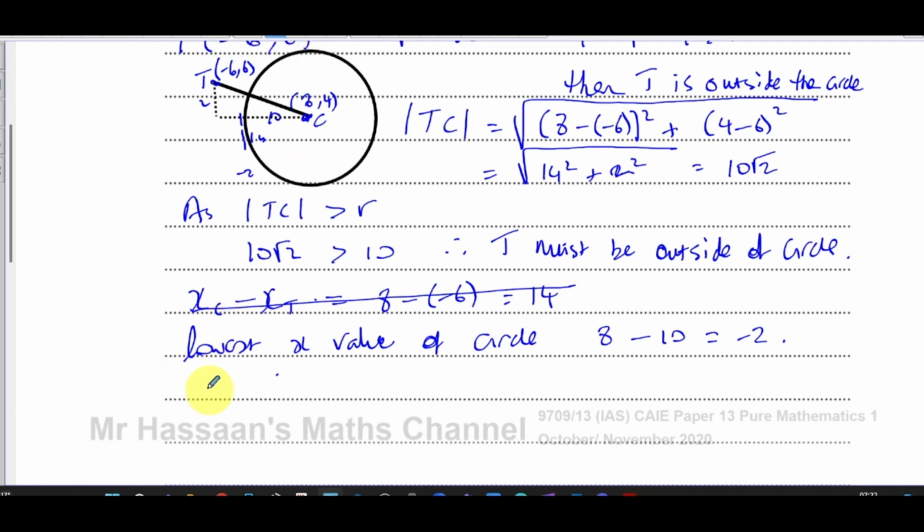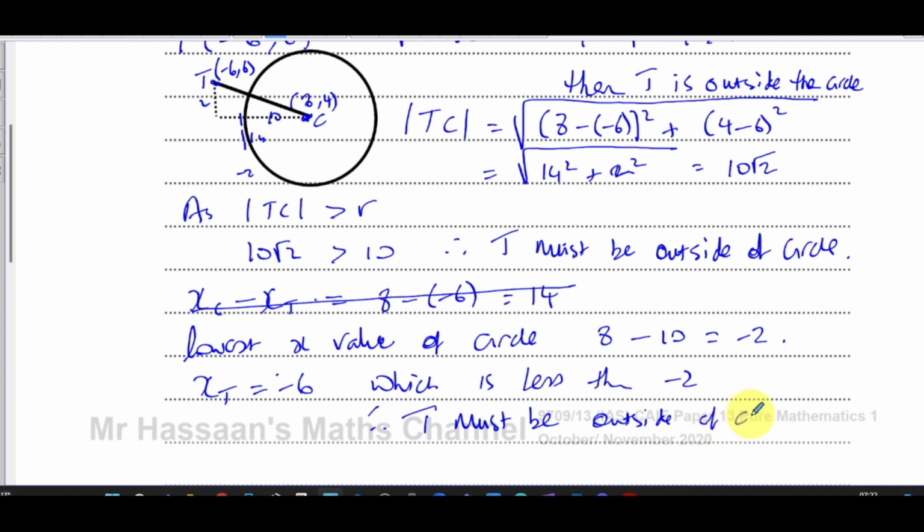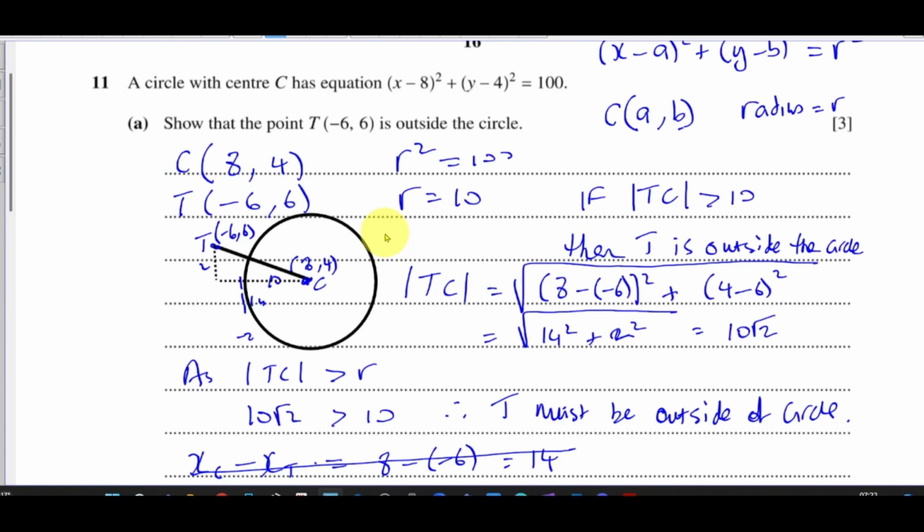Okay, so we can say that the x coordinate of t is equal to negative 6, which is less than negative 2. Therefore, you can say that t must be outside of the circle. We could mention that also. Okay, so there's the answer to part A of this question.